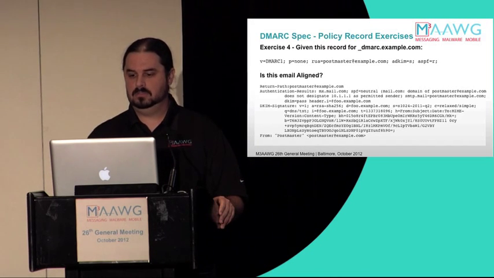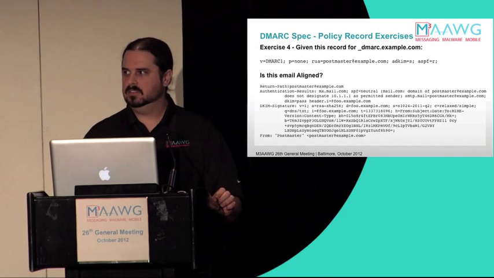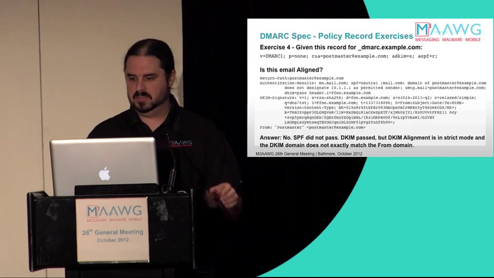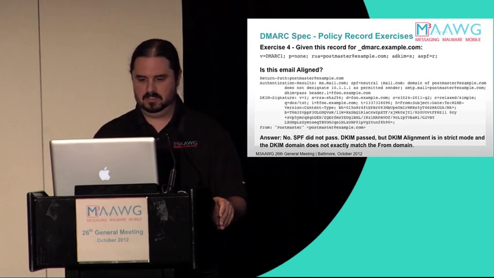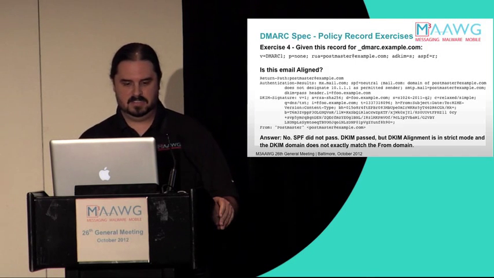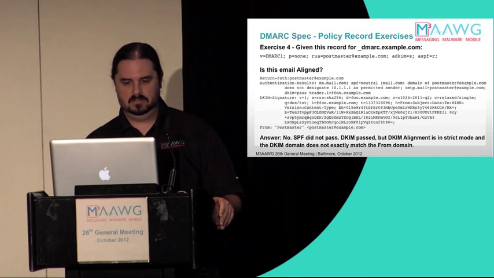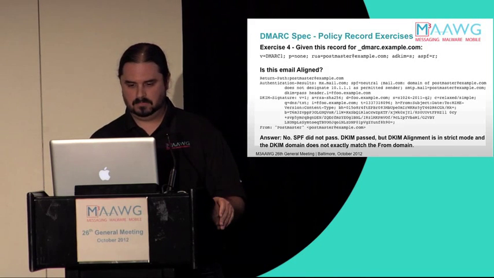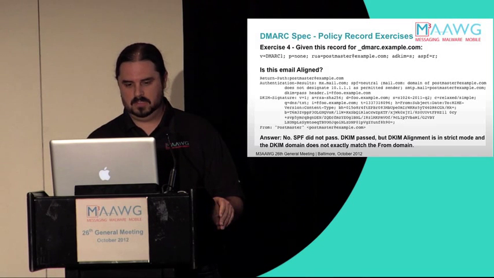So in this exercise, given this record for _dmarc.example.com, is this email aligned? I heard a no. Seeing people shake their heads. Can anybody explain why it doesn't pass? DKIM is set to strict. Very good. SPF does not pass. DKIM passes, however, they have specified strict alignment with adkim=. Since DKIM alignment is in strict mode and the DKIM domain does not exactly match, this mail is unaligned.